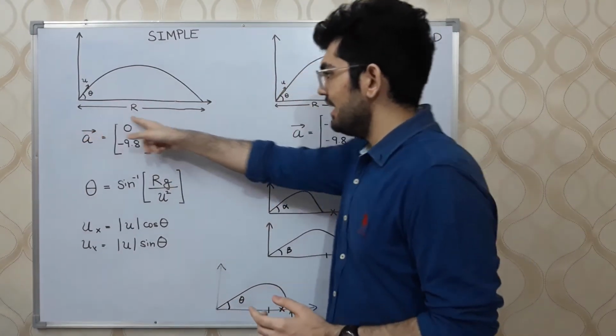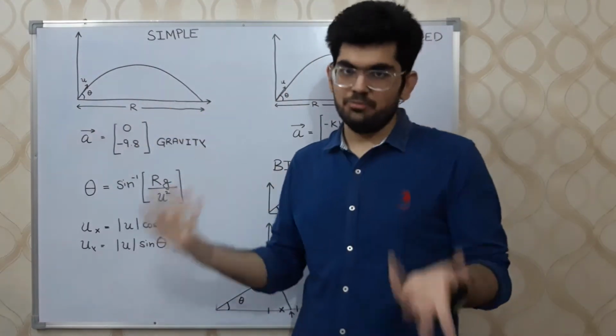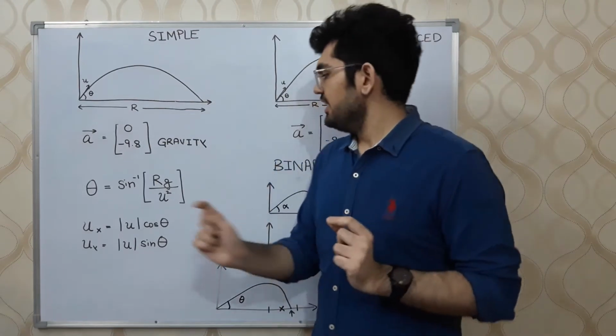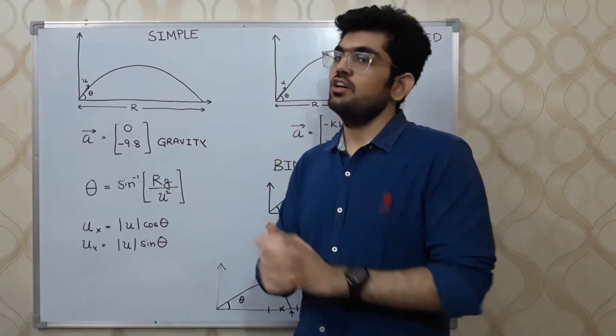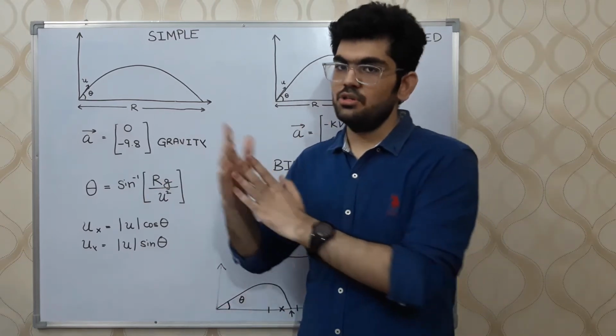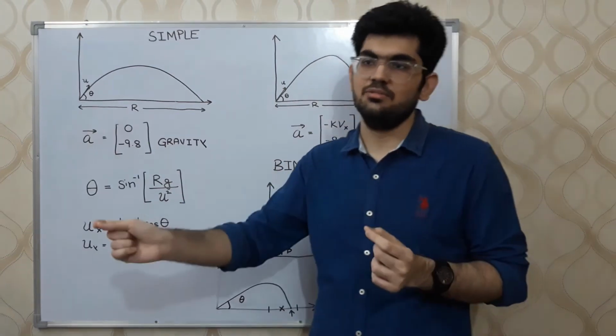R is taken as the range, that is from the start to the goal, and g is obviously the acceleration due to gravity. For ease of implementation, we have taken u, the magnitude or the speed, to be a constant value that we can adjust according to our simulation, or we can say the speed of the simulation.